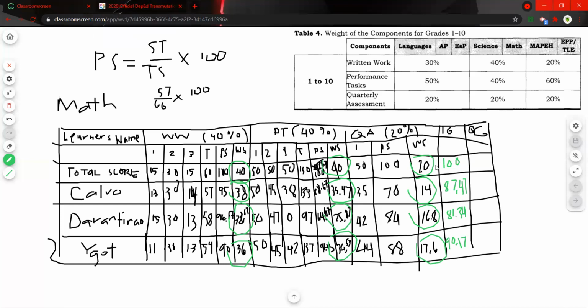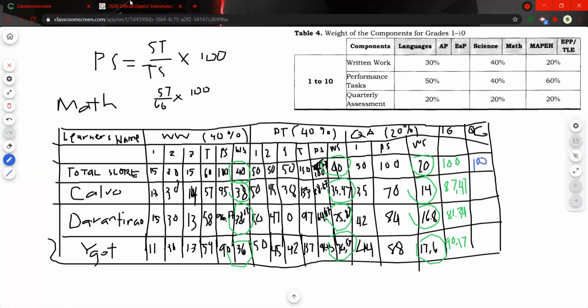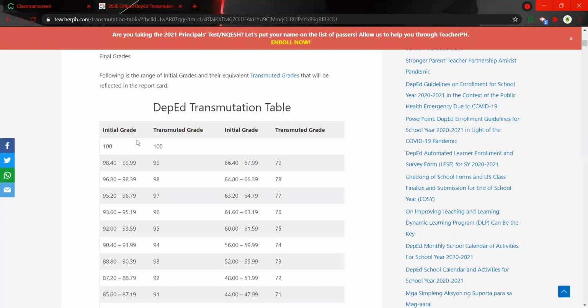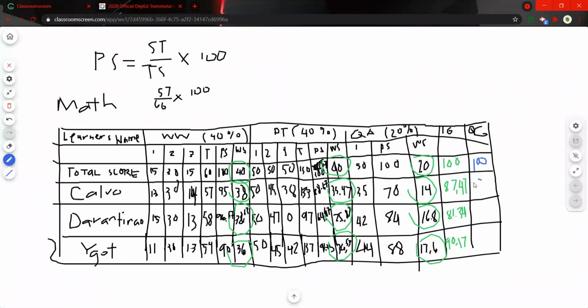So for 100, that is 100 of course. And 87.47, where does it belong in the transmutation table? It belongs to 87.20 to 88.79. So the transmuted grade for that is 92. The grade of Calvo is 92.